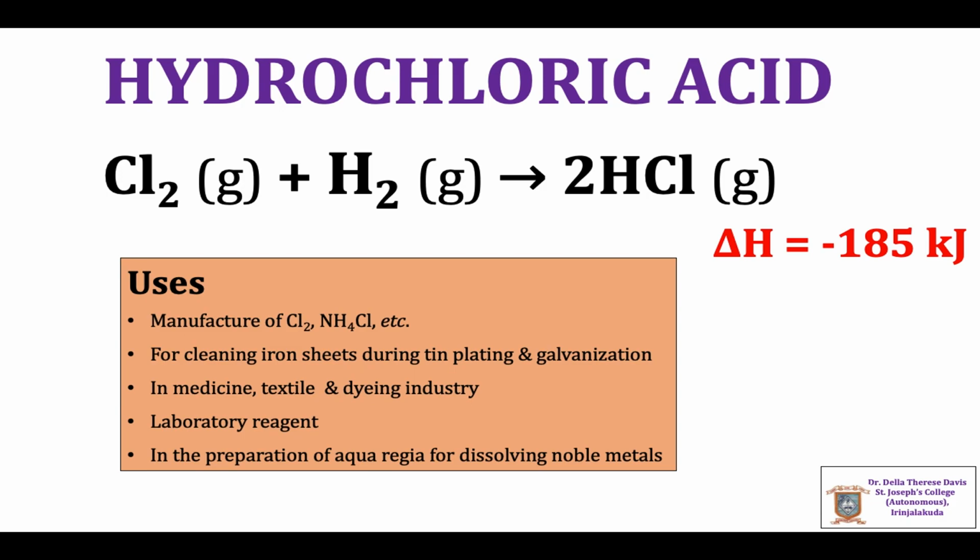HCl is used for the manufacture of chlorine, ammonium chloride, etc. It is used for cleaning iron sheets during tin plating and galvanization. HCl has applications in medicine, textile and dyeing industry. It is a laboratory reagent which is used for qualitative as well as quantitative analysis. HCl is used in the preparation of aqua regia for dissolving noble metals and their purification.